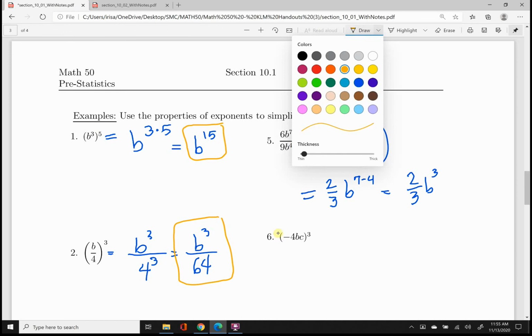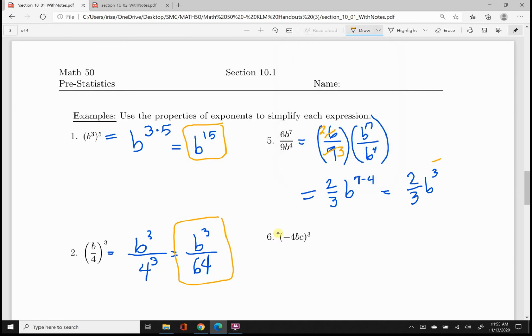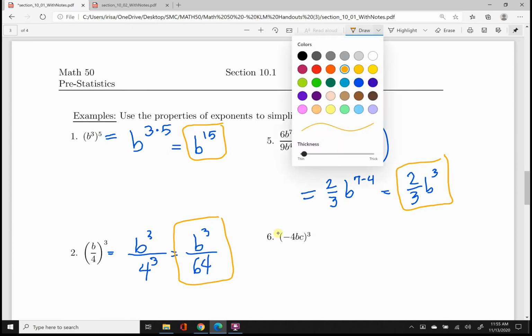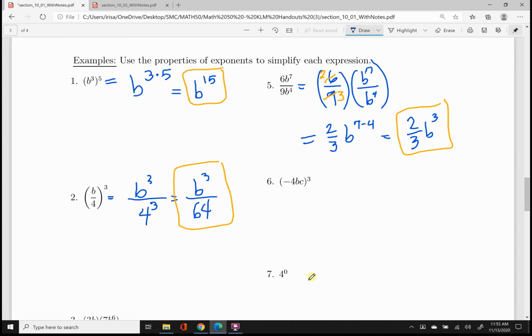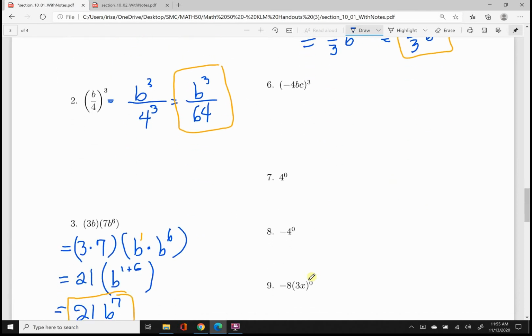And you can leave your answer like this with the 2/3 coefficient, or you could let the b to the 3rd power slide into the numerator, and then the final answer could read as 2b to the 3rd power all over 3. That's up to you. That's all about personal aesthetics. I believe your online homework will accept it either way.